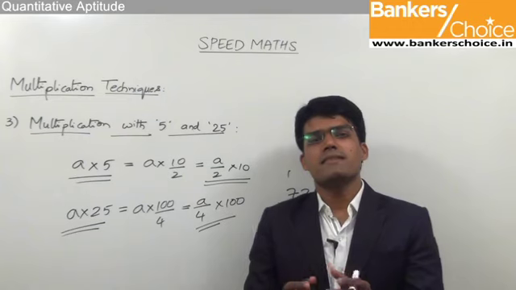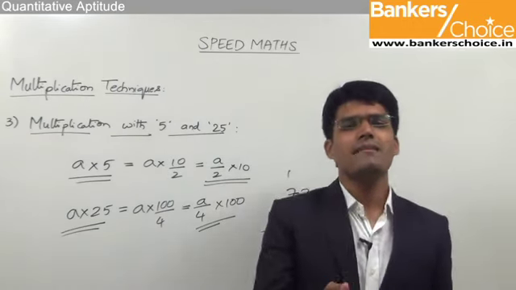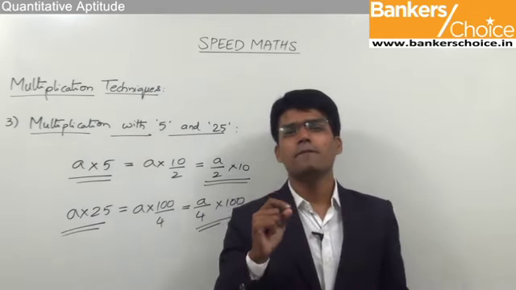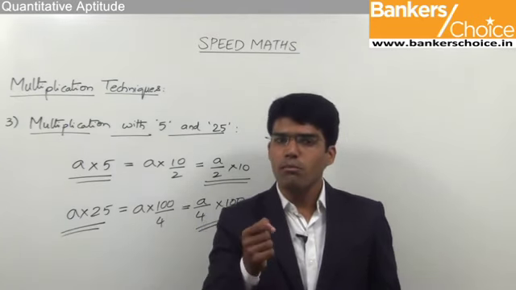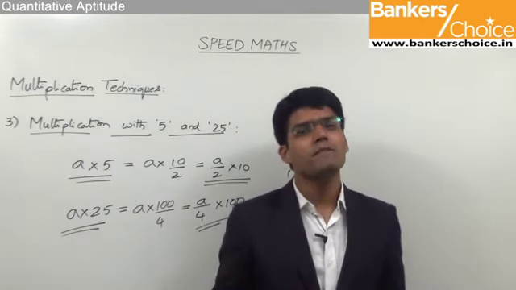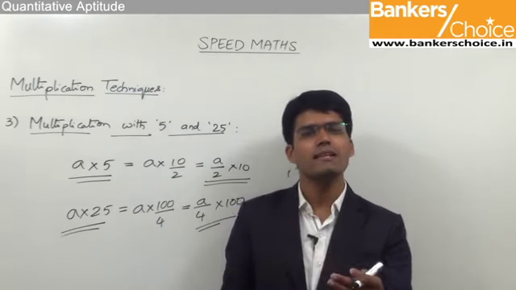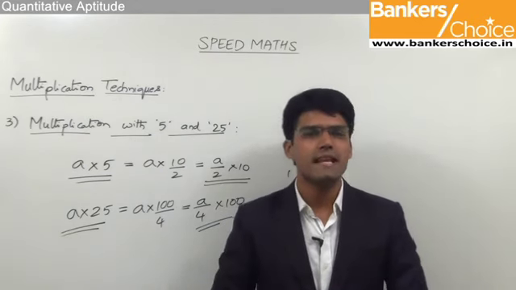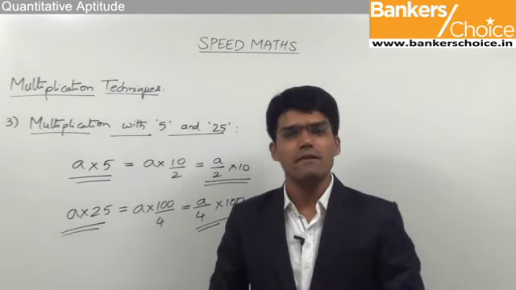So the only point is if the number is not divisible by 4, we may get a decimal answer. Multiply that with the 100. For example, let's say we have to multiply 34 with 25. 34 into 25. Now 34 by 4 is 8.5. Because 32 by 4 is 8, 34 by 4 will be 8 and extra half. 8.5. 8.5 into 100 is 850. So we can directly say that 34 into 25 is 850.